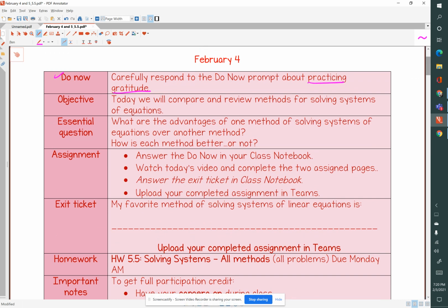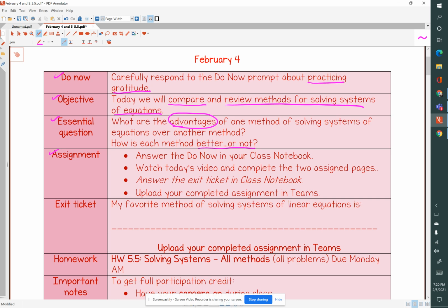Today we will compare and review methods for solving systems of equations. So we've been graphing, we solved by substitution, and then we solved with elimination. So our essential question asks, what are the advantages of one method of solving systems of equations over another method, and how is each method better or not?